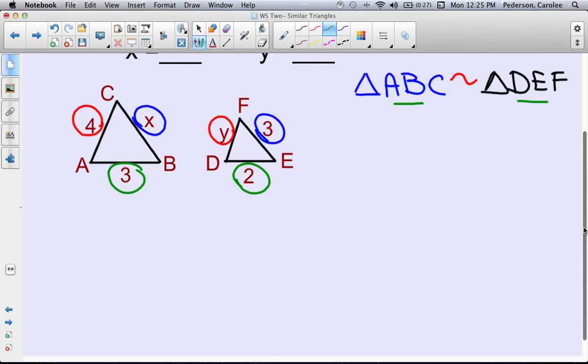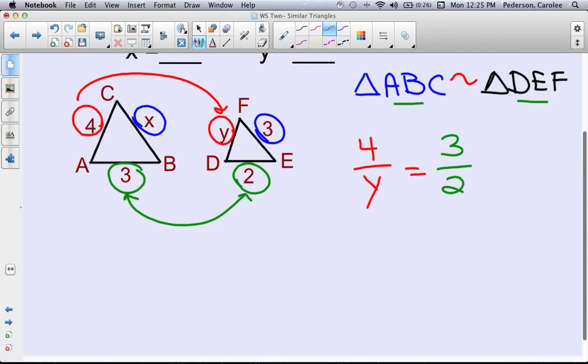So we want to find out 4 and y. So we're going to pick the red ones. 4 and y correspond. So 4 over y equals, and then we're going to pick another pair. And it'll be a good idea not to pick the blue ones at this point because you have another unknown x in the blue. So now 3 and 2 correspond. So 3 over 2.